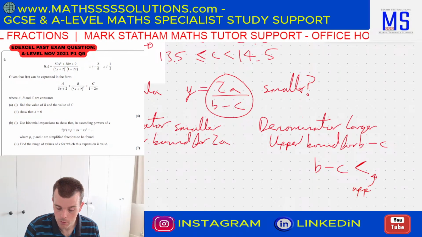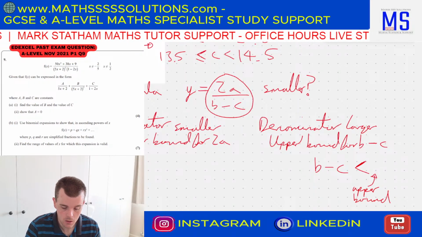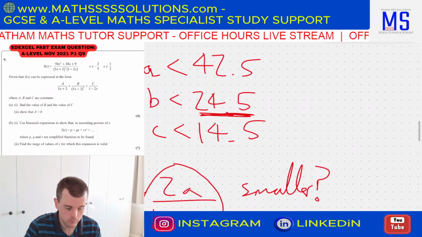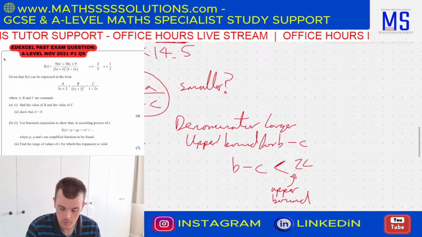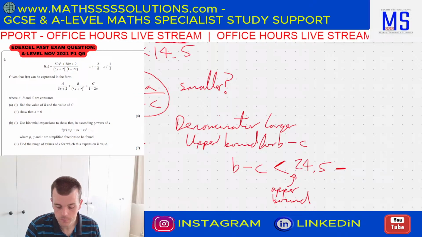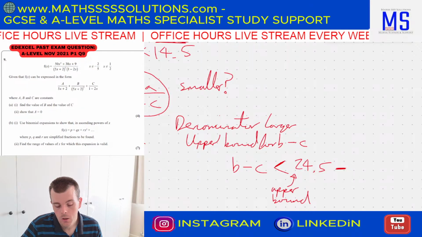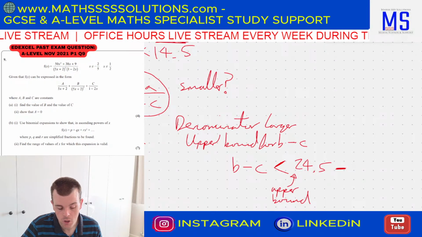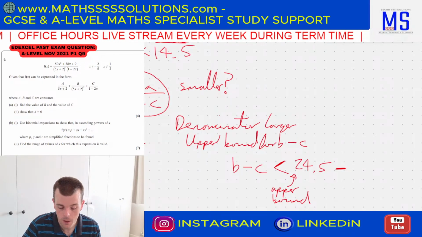I'm going to choose an upper bound because you're trying to make this result as large as possible. So an upper bound for b, as we've said, is 24.5. That's the highest b can be. Right, so we'll put 24.5. But because you're subtracting c and you're trying to make the answer as large as possible, you're trying to subtract the smallest amount that's possible, because subtraction, just like division, you have to do the opposite of what bound you are trying to find.